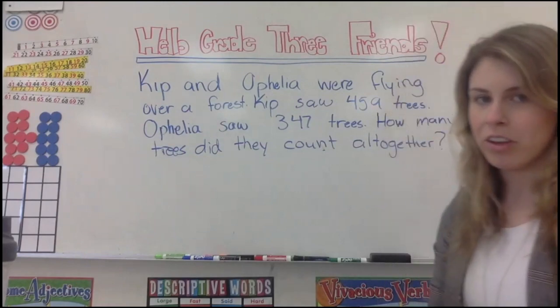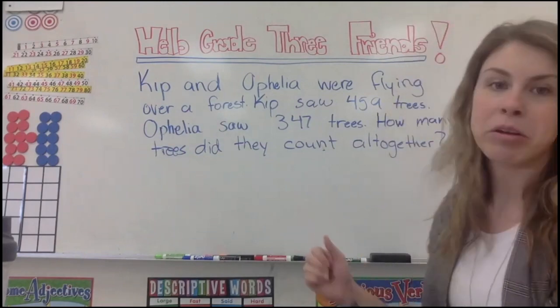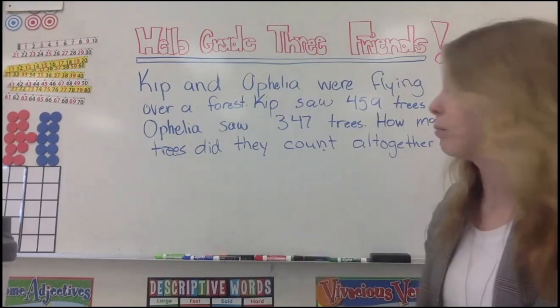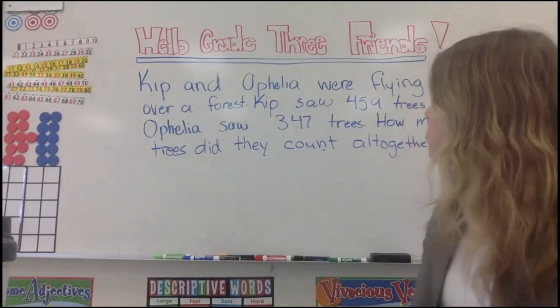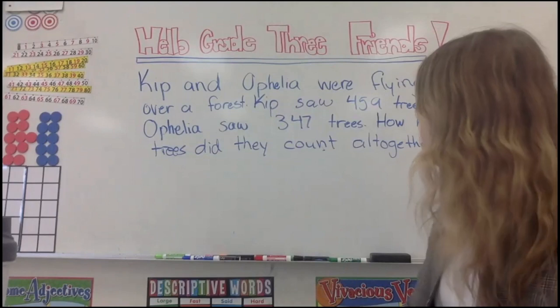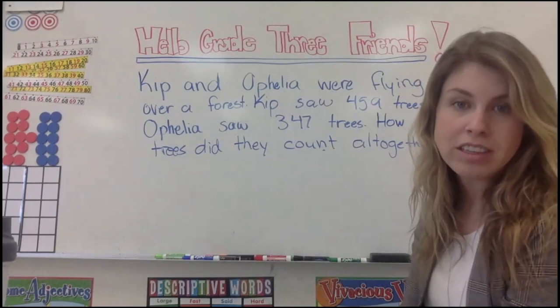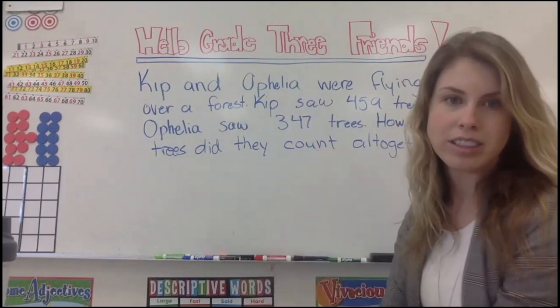If you have it in front of you, you don't necessarily have to look, but if you want to enjoy my writing, it's right there. So I'm going to read the question. That's step 1. Kip and Ophelia were flying over a forest. Kip saw 459 trees. Ophelia saw 347 trees. How many trees did they count altogether?